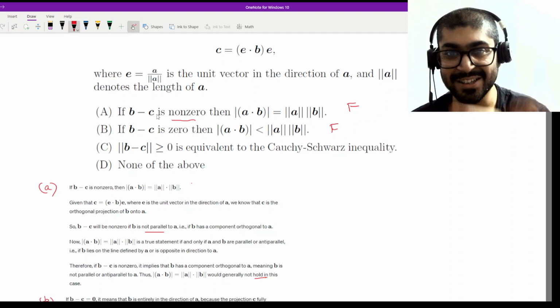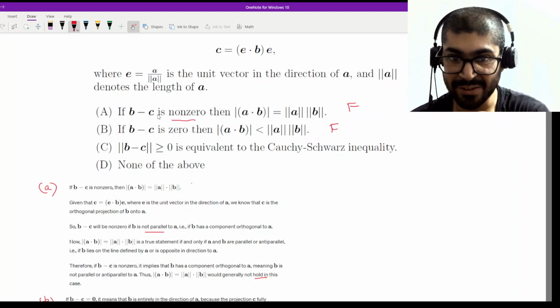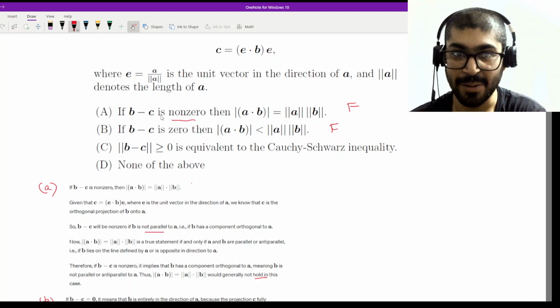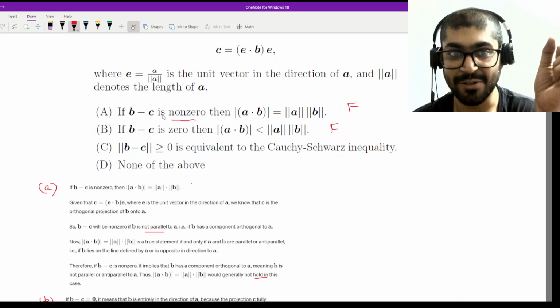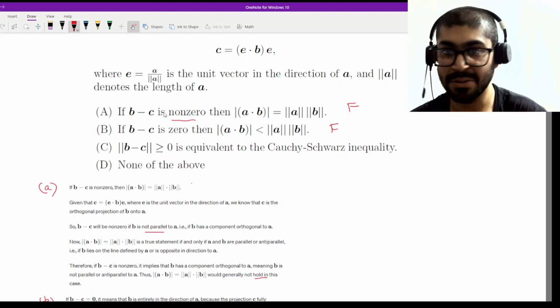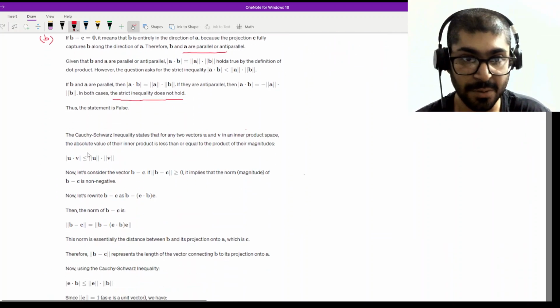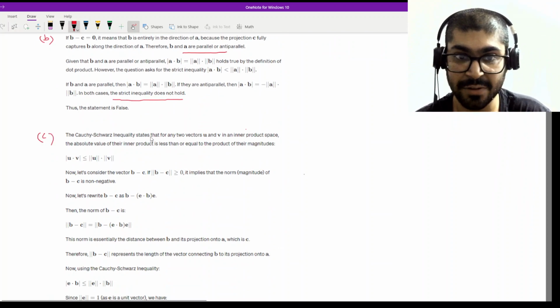If B minus C is non-zero, then we could have used the result from option B to be true, and if B minus C is 0, then we could have used the result from option A. So they have switched the options, that is why both options are false. Now coming to option C. What does the Cauchy-Schwarz inequality state?